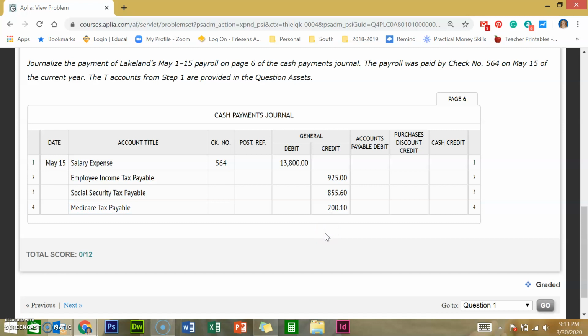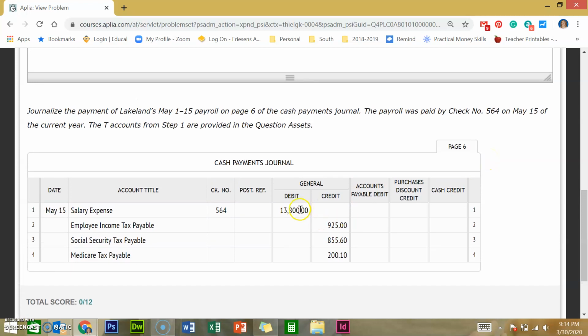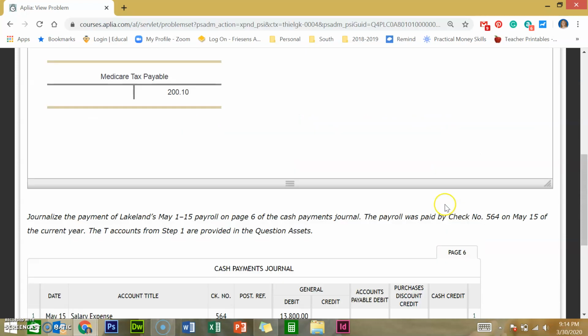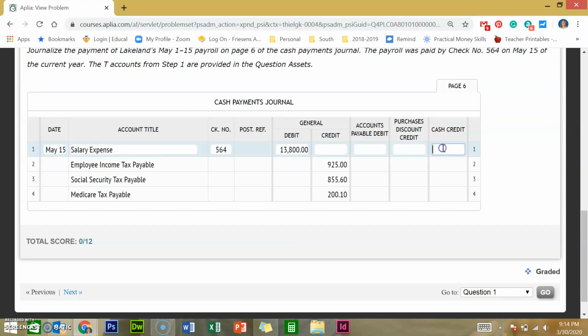Now, as a reminder, the nice thing about both MindTap and Aplia is that it will turn red if you spell something wrong. A lot of people, especially when they do their workbooks, will forget to put the payables in here and they'll just put employee income tax. Well, that's not technically one of our account titles, so just make sure that you always have the payable on there. But Aplia and MindTap won't let you forget it. And then, of course, our difference here is our cash credit. And so that again was 11,819.30.